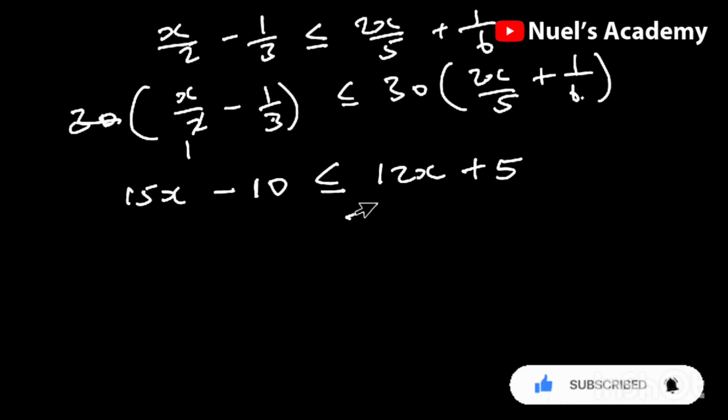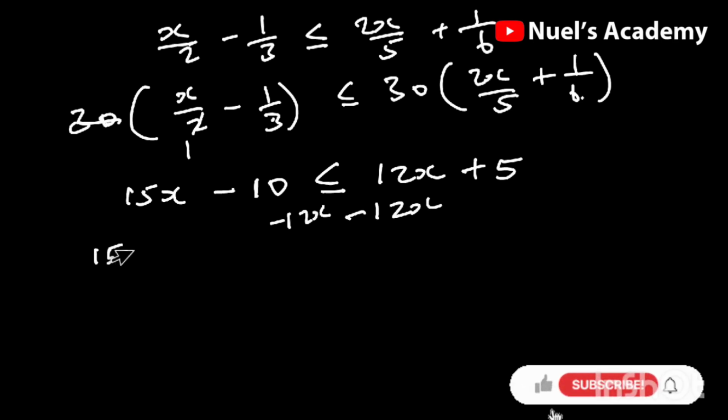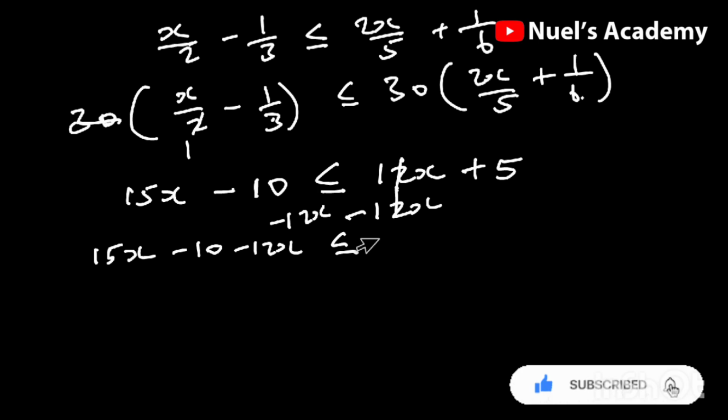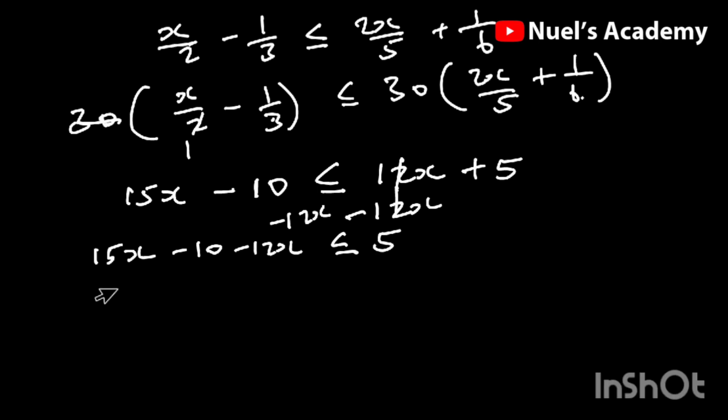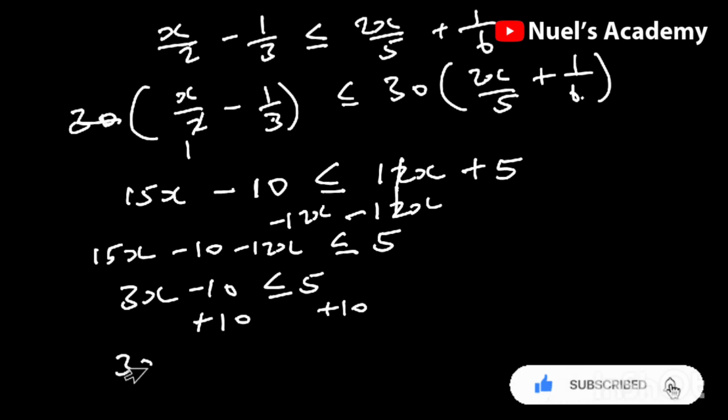So let's subtract 12x from both sides. When we do that, we're going to have 15x minus 10 minus 12x less than or equal to 12x, and this will cancel. So we have only 5 left here. So 15x minus 12x is going to be 3x, then minus 10 is less than or equal to 5. So let's add 10 to both sides. We have 3x, then it's less than or equal to this, and this will be 0. Then 5 plus 10 is going to give us 15.